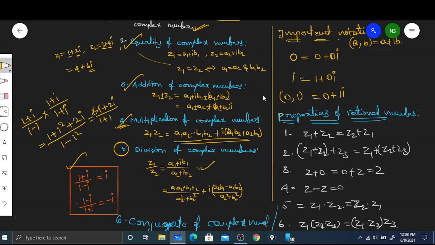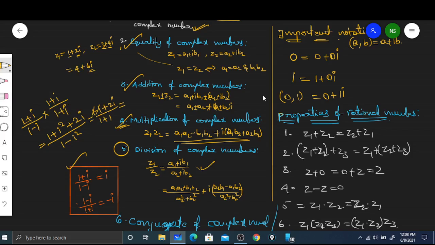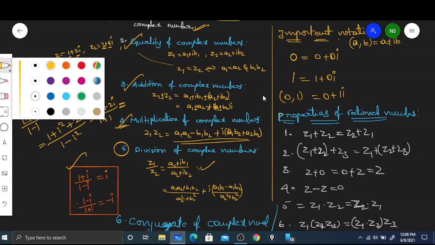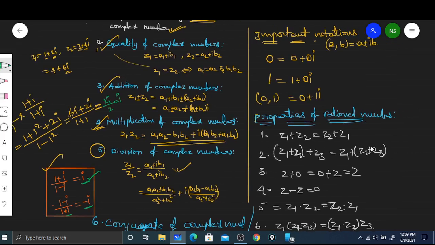Finally we will be left with 2i divided by 2, which is nothing but i. The same thing we mentioned: 1 plus i by 1 minus i is i, and 1 minus i by 1 plus i is minus i. This you need to remember because those things will be very helpful for us.